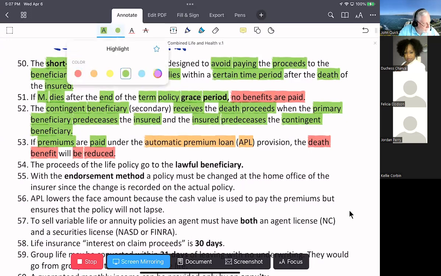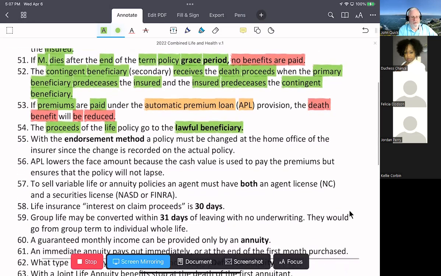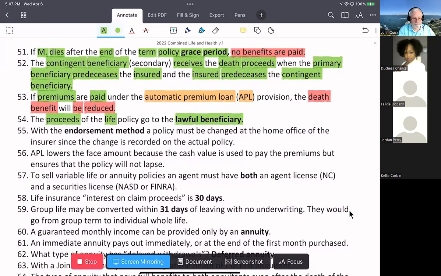All right, who gets the proceeds from the life policy? The lawful beneficiary. I don't know why they say that, but you may see the lawful beneficiary, the legal beneficiary, the proper beneficiary. Now with the endorsement method, a policy must be changed at the home office of the insurer, since the change is recorded right on the actual policy. So you have to send it to the home office and they have to change it up there.